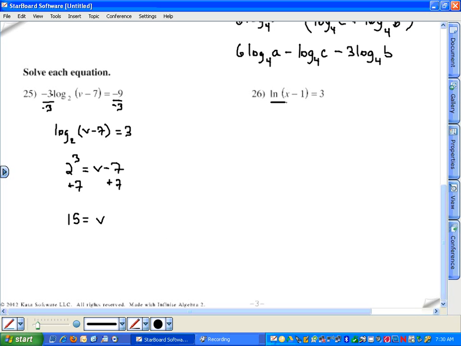Now over here, this is the logarithmic term right here, natural log of x minus 1. There's nothing in front of it. There's nothing behind outside of the function, so it is already isolated, which means we can go straight into exponential form. Remember, the natural log has a base of e. So in exponential form, this is e with a power of 3 equals x minus 1. Adding 1 to both sides, we have e to the third plus 1 equals x. Since we don't use calculators, we leave it as e to the third plus 1.